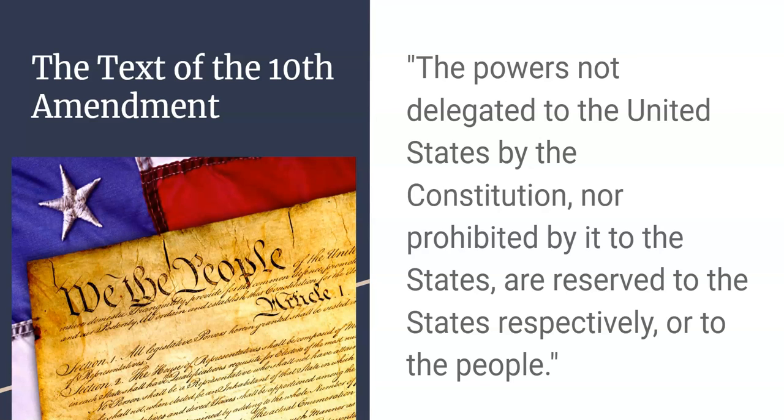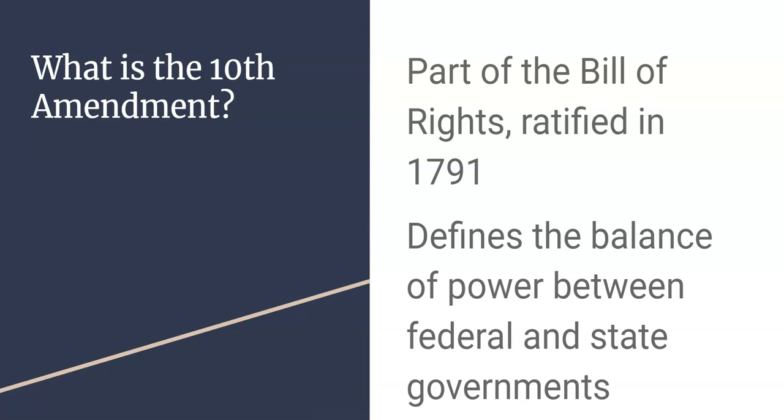Meaning if it's not given to the federal government in the Constitution specifically, you should assume it is a state power or a power of the people. It's just a way to say that the federal government cannot just assume they have power. If it's not specifically given to it, then it shouldn't have it. So that's basically what the 10th Amendment is saying. It was part of the Bill of Rights, which was ratified soon after the Constitution was written, and defines the balance of power between federal and state government.